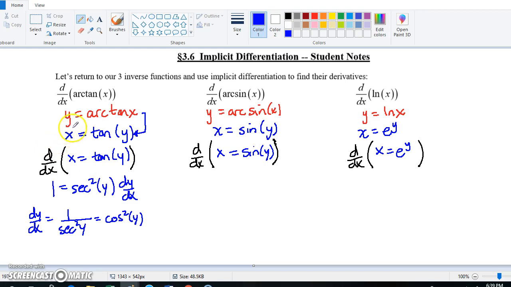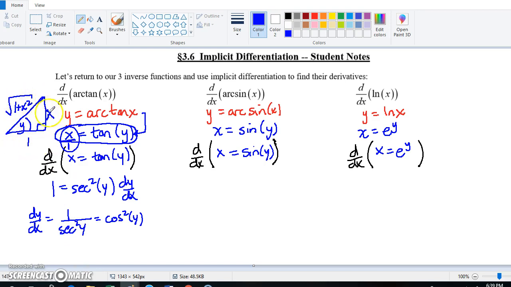Now let's go back to our definition that x is equal to the tangent of y. Let's make a picture of this angle y. The tangent of angle y is x over 1. I'm going to label my triangle, x on the vertical, 1 on the horizontal, and I'm going to find the hypotenuse, which is going to be 1 plus x squared, underneath the square root.